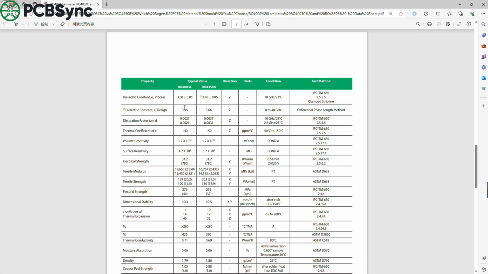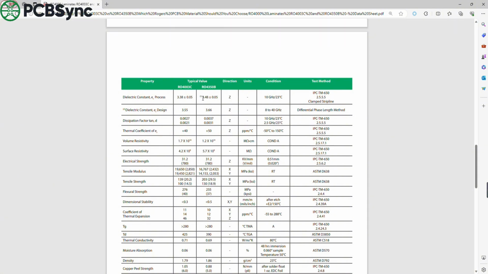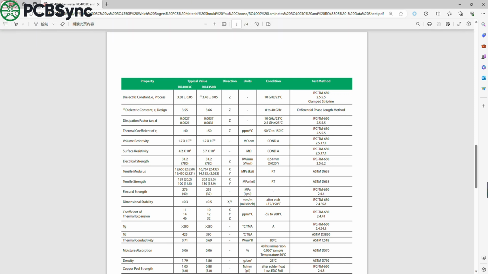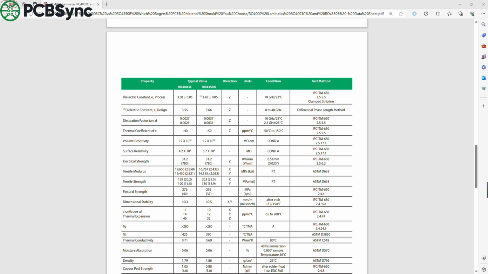Let's start with the important electrical section. The Dk of RO4003C is 3.38 with a tolerance of plus or minus 0.05. RO4350B, its Dk is 3.48 with the same tolerance of plus or minus 0.05. For design and transmission in real-world applications, the electrical constants of RO4003C and RO4350B are different. One is 3.51, the other is 3.66.